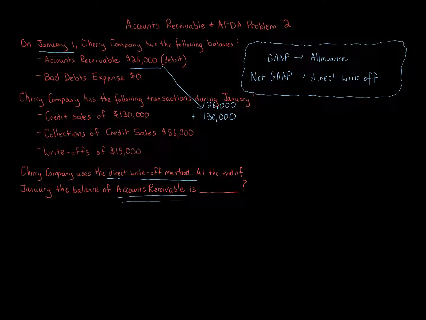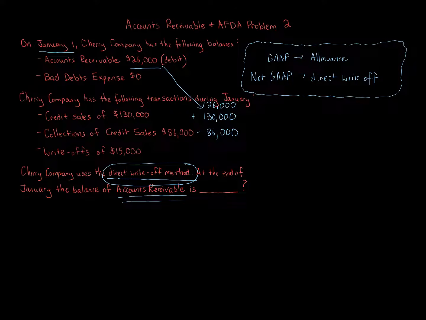This is all during the month of January, and again, we're focusing on the ending balance. So we subtract away the $86,000. And finally, we have write-offs. Now again, this is key. This is the direct write-off method. So we determined that $15,000 of accounts receivable cannot be collected. It's uncollectible.